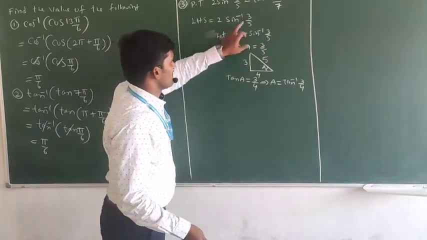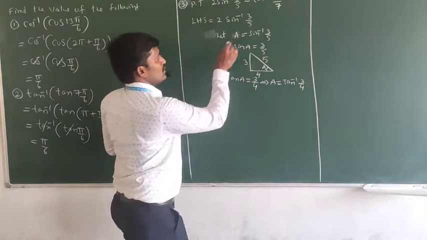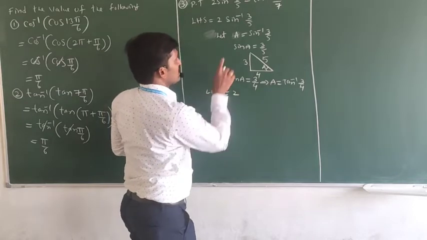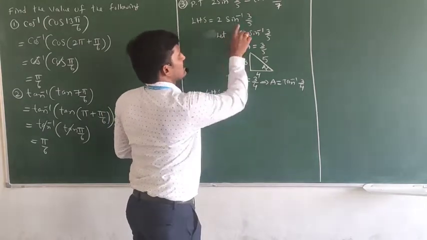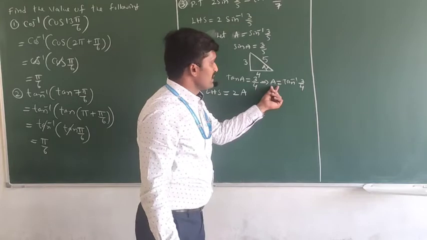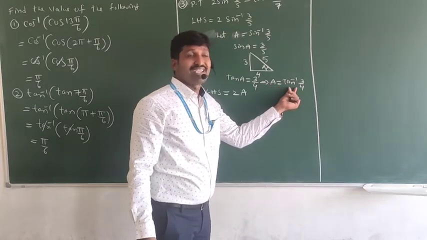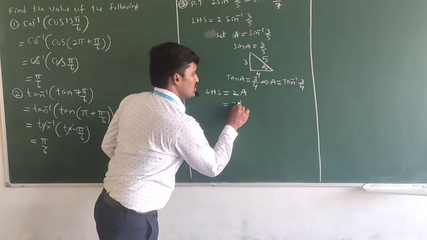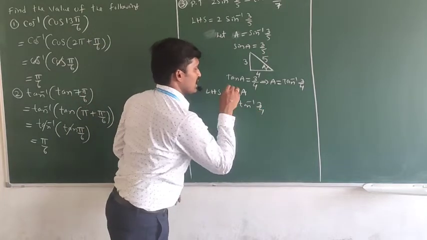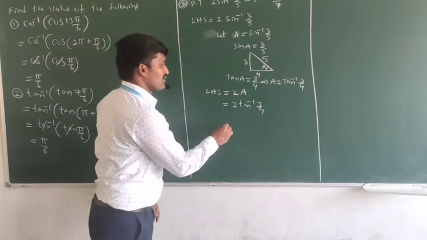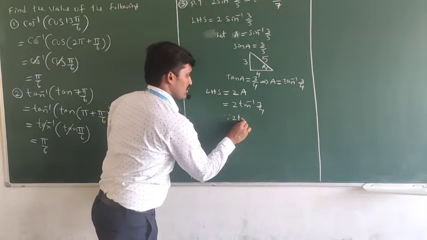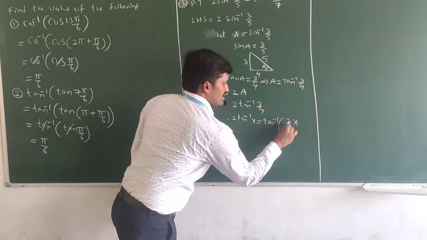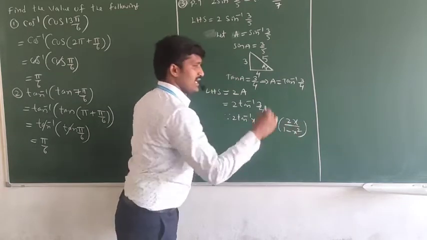Now in the place of this LHS value, after assuming A, this will become the LHS like this: 2 into sine inverse of 3 by 5 becomes A. And in the place of A, you can convert in terms of tan inverse. What? 2 tan inverse of 3 by 4. 2 tan inverse x in terms of tan inverse, what is the formula? Tan inverse of 2x by 1 minus x square.